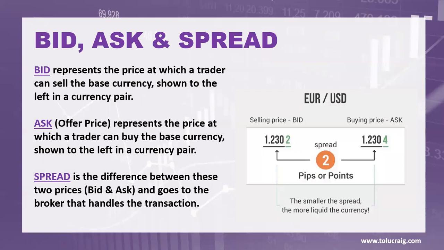So now let's talk about the bid, the ask, and the spread, okay? The bid represents the price at which a trader can sell the base currency, as we see in this illustration here. So the bid is a selling price, the price at which someone is willing to sell. And then the ask is the price at which someone is willing to buy.